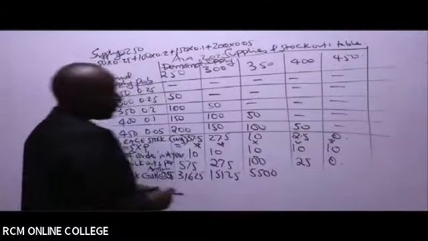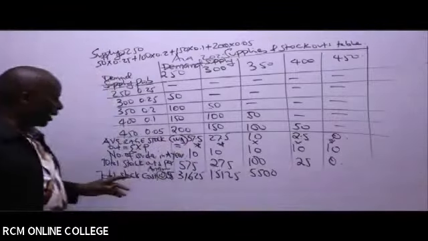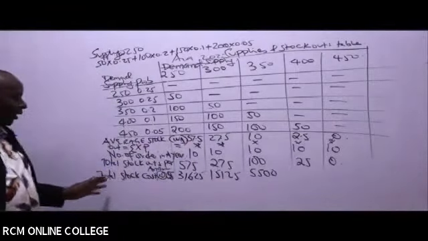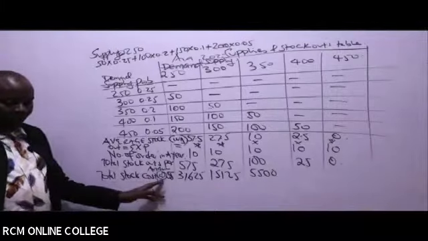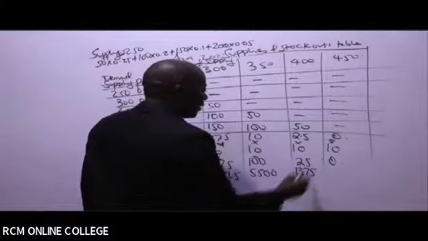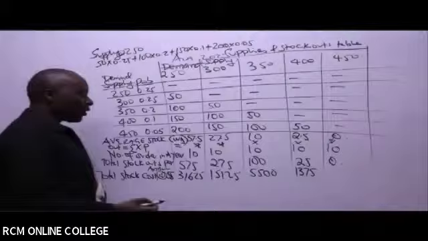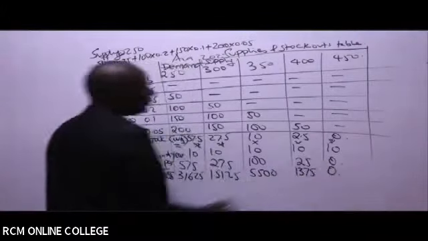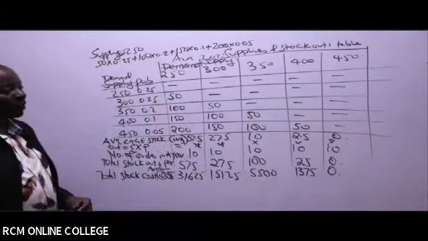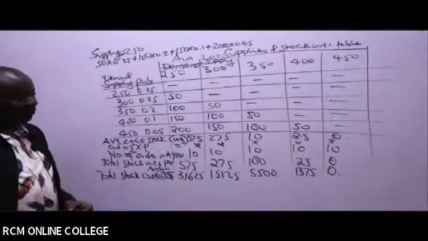It will be 5,500. Then we have, ladies and gentlemen, 25. 25 times 55 is 1,375. And then lastly, we have 0 times 55, which gives me 0.